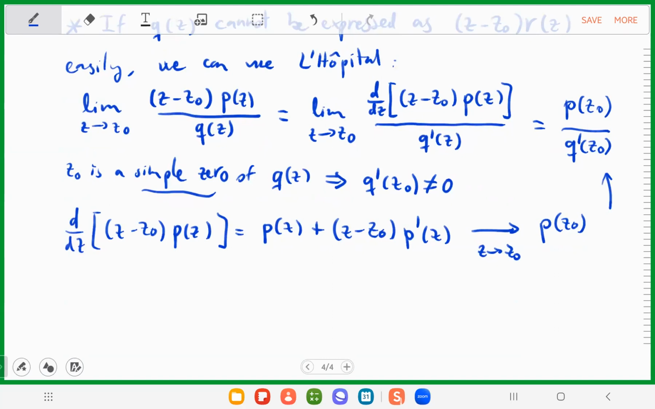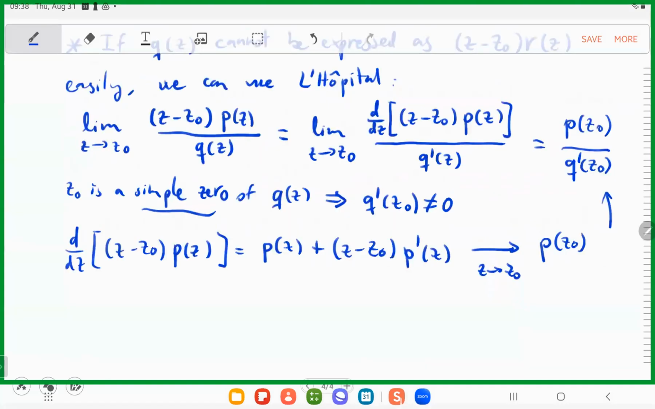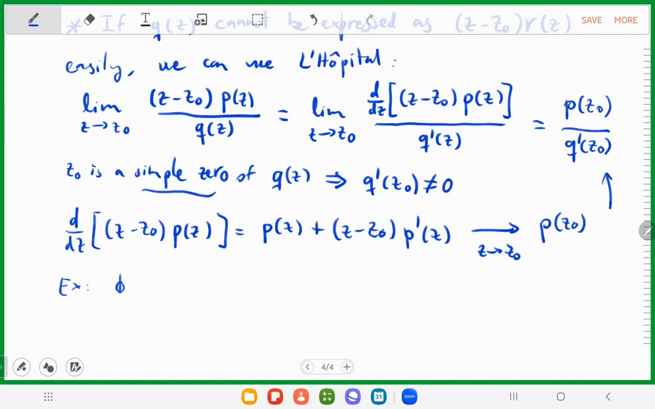For example, imagine my function of interest is the exponential of minus az, sorry, hyperbolic secant of z.